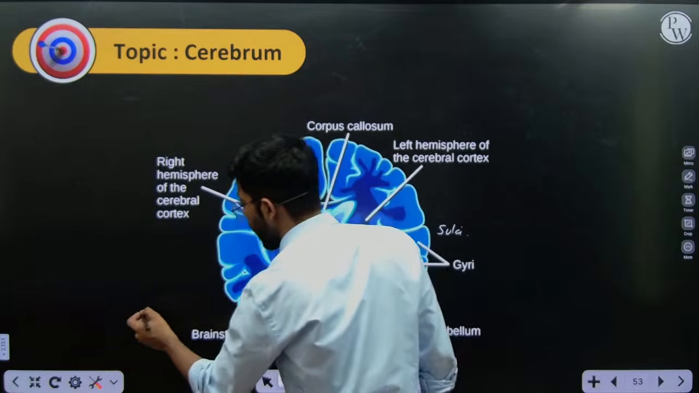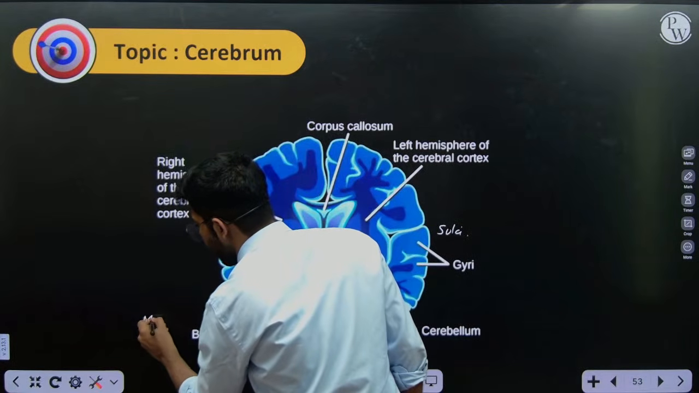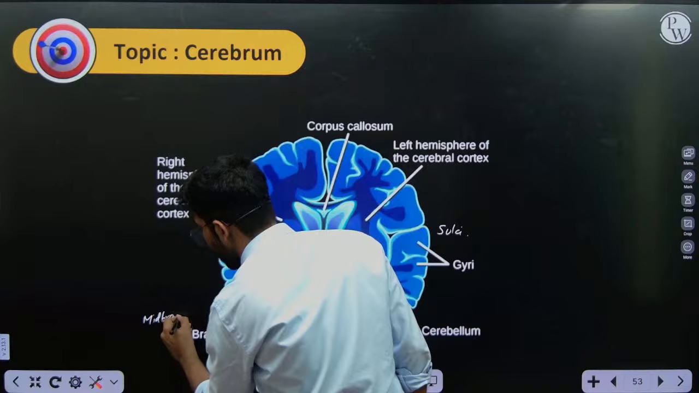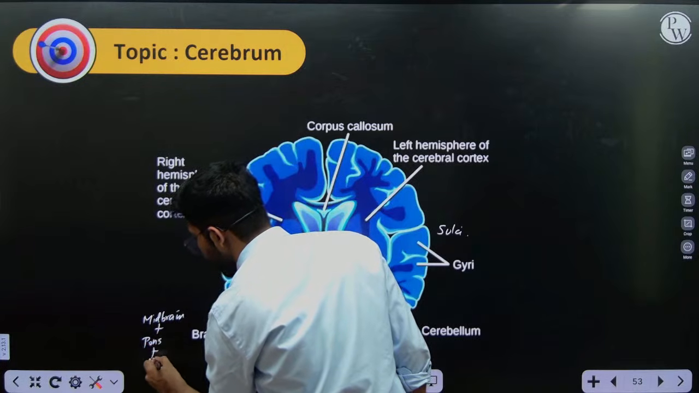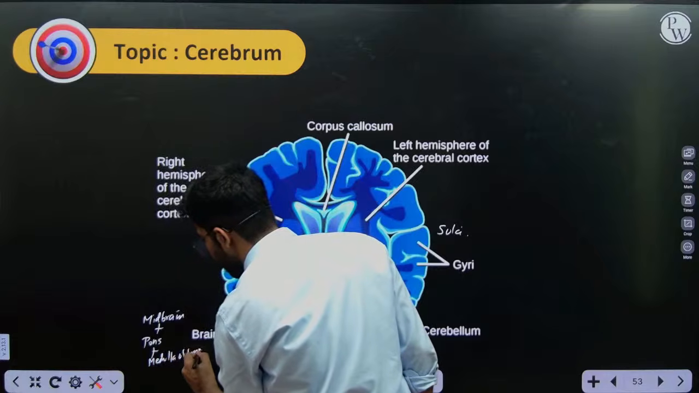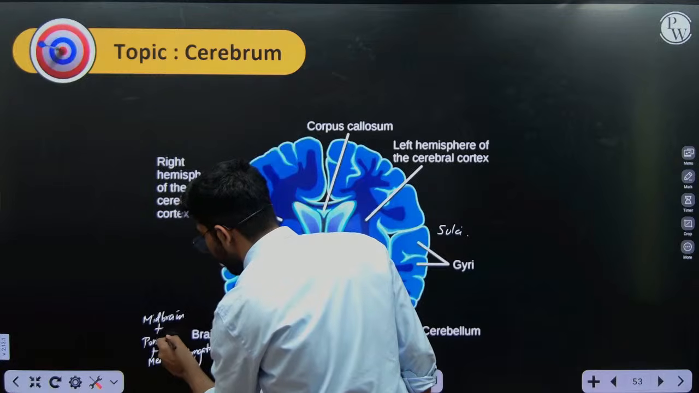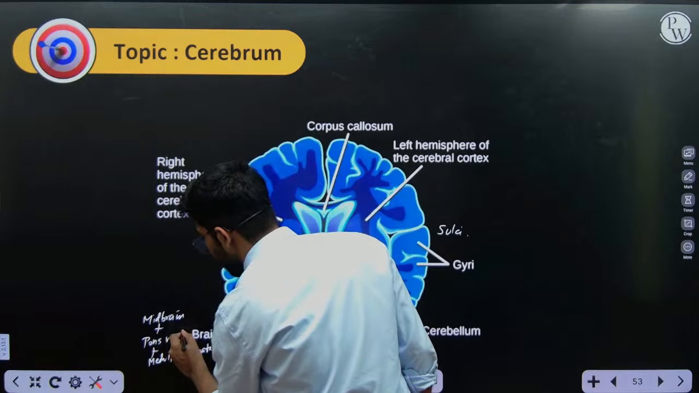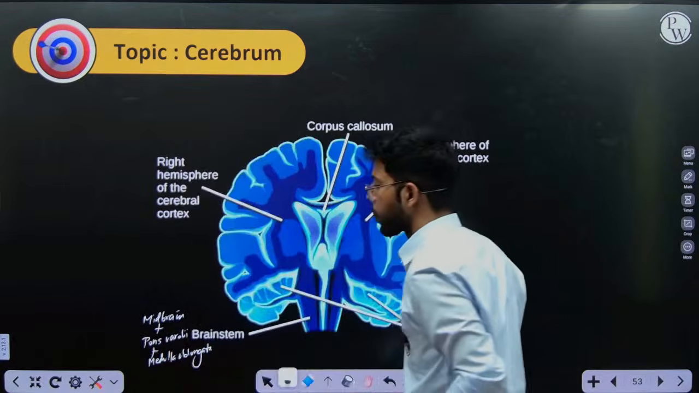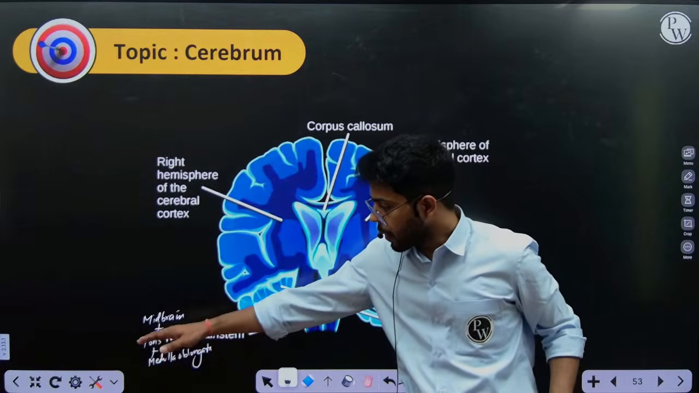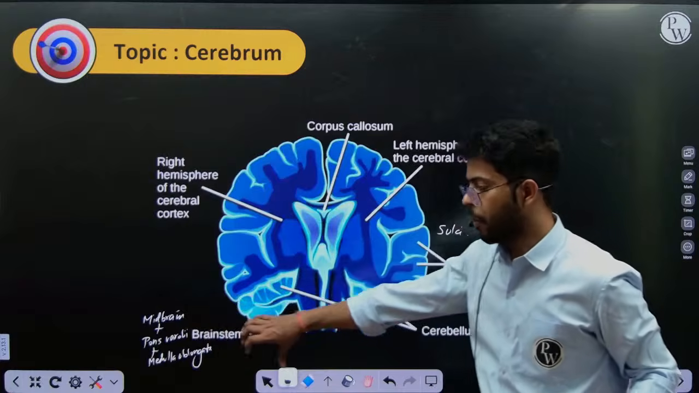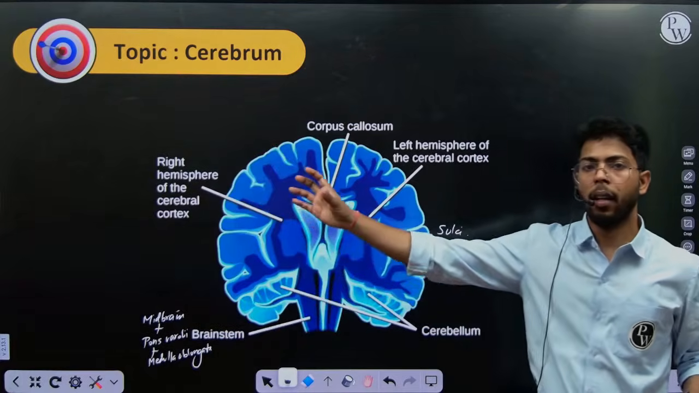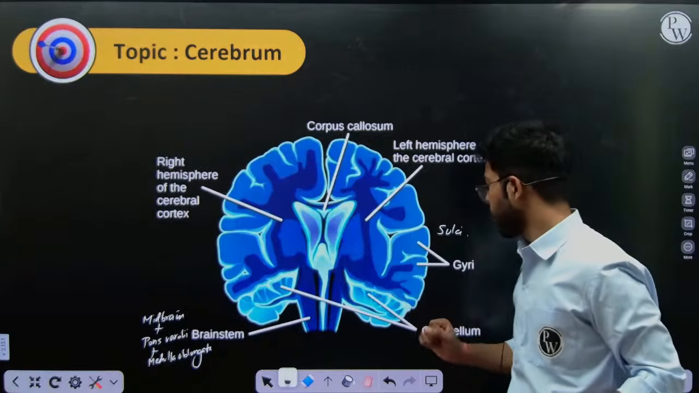In the brainstem we have the midbrain with the pons and medulla oblongata, and the pons varoli. So the midbrain along with the pons varoli and medulla oblongata is considered as the brain stem, which connects the brain to the spinal cord.